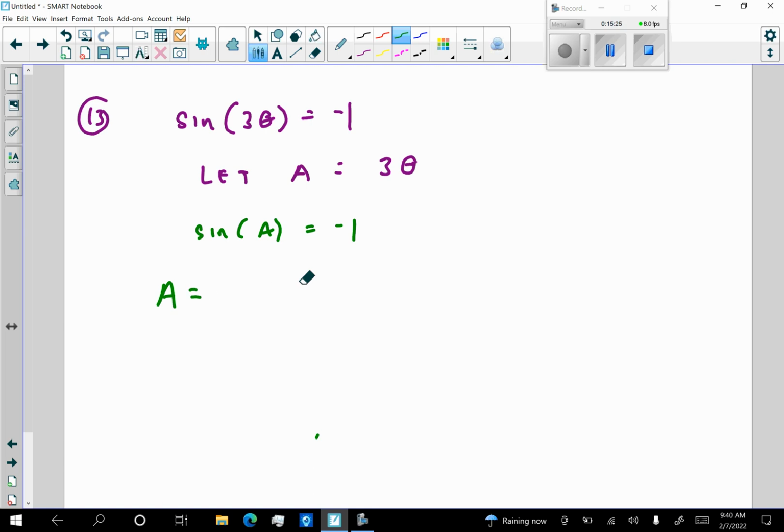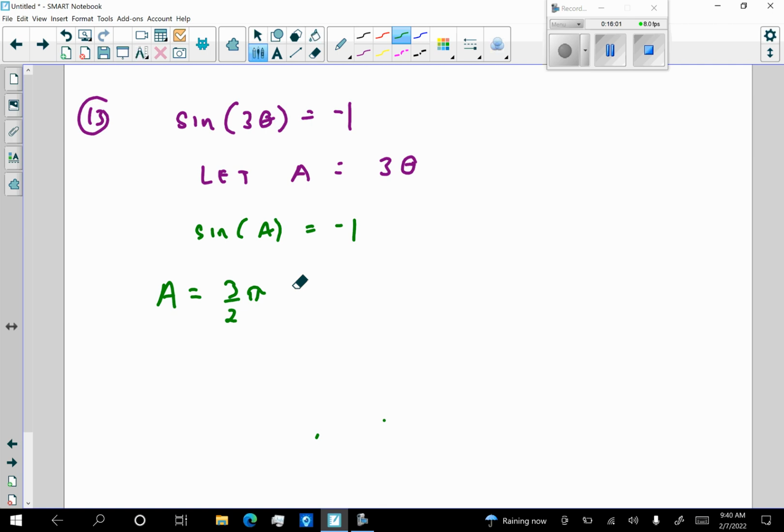Now I'm going to look at the unit circle, and I'm going to say, what does A have to equal so that the sine is -1? Betsy, can you tell me what A will be if the sine of A is -1? I'm looking at my unit circle, and Betsy, you are correct. It's going to be 3/2 pi, correct? And keep in mind, we want between 0 and 2 pi. So A is 3/2 pi. That's what A is going to be.